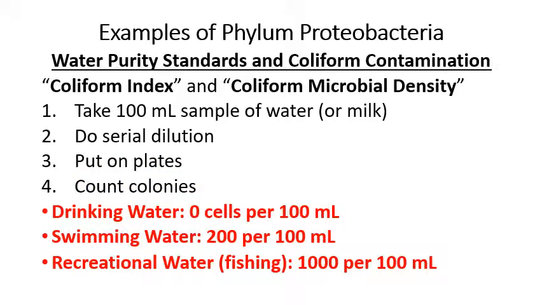Okay, these are the acceptable standards. For drinking water, if you take a 100 ml sample and test how many coliforms are in there, 0 is the cutoff line. If you find even one cell in 100 milliliters of water, that water is unfit to drink. It's unfit for human consumption.